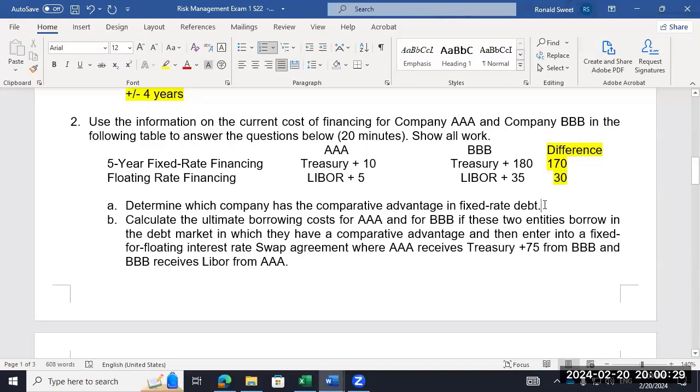All right, so who has the advantage on fixed rates? AAA has the advantage wherever the number is bigger, which means AAA is most likely going to have the advantage on fixed rate all the time. They're more highly rated, but you know, I may throw a curveball, who knows? So AAA.